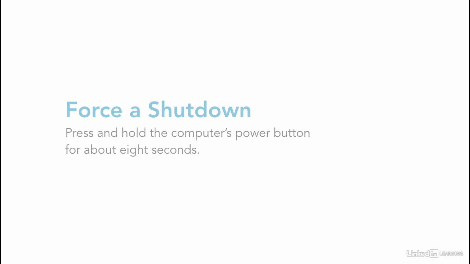If the system is completely stubborn, you can't move the mouse or access the keyboard, then you must force a shutdown. Press and hold the computer's power button for about 8 seconds, and the system should turn itself off. Upon startup, you will see whether the problem persists, and then you can take action such as running a system restore or rolling back a driver update. System restore is covered elsewhere in this course.